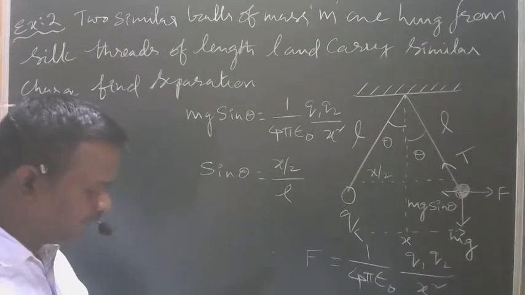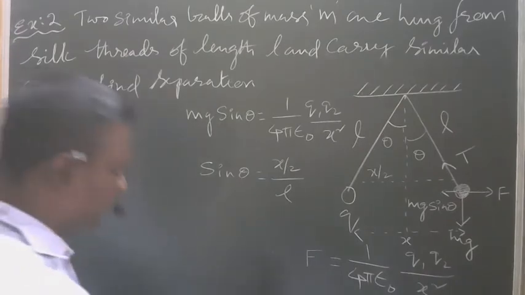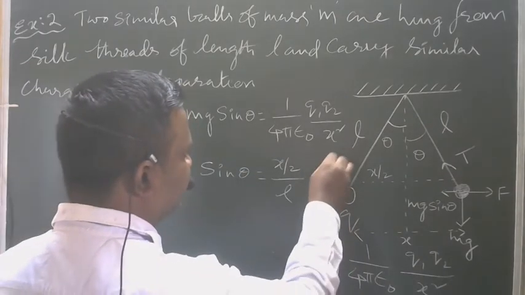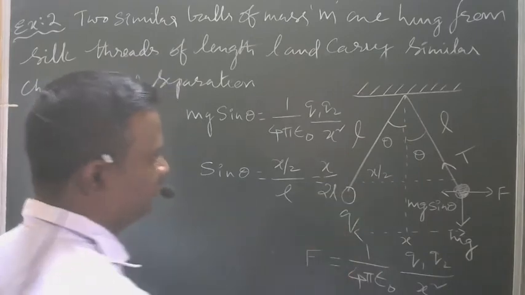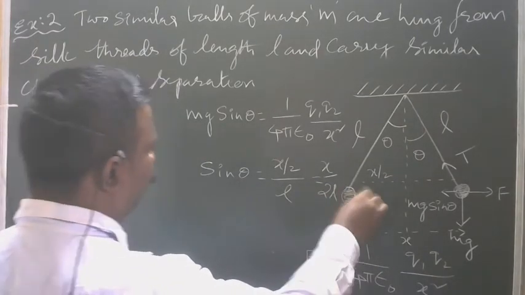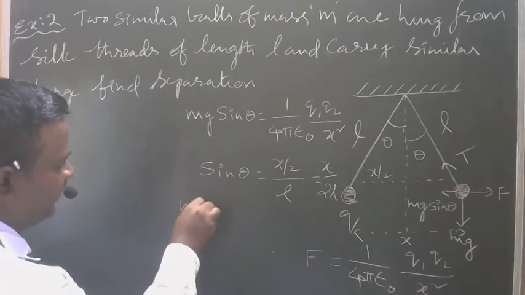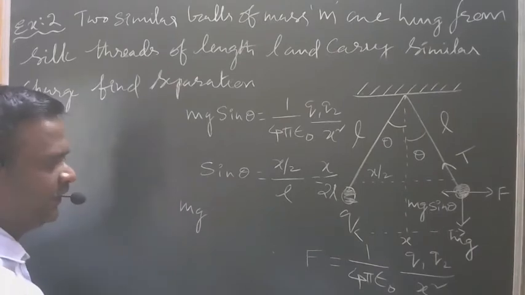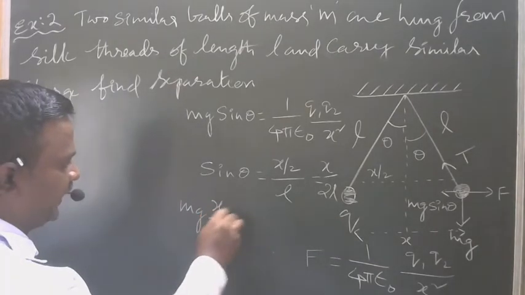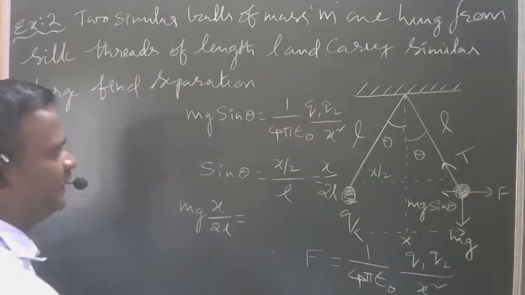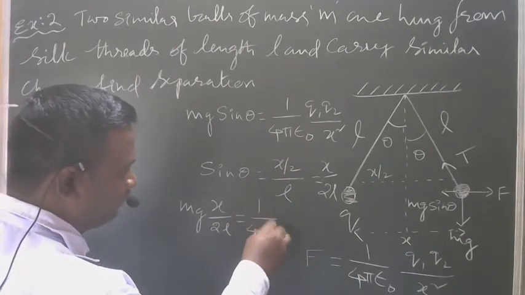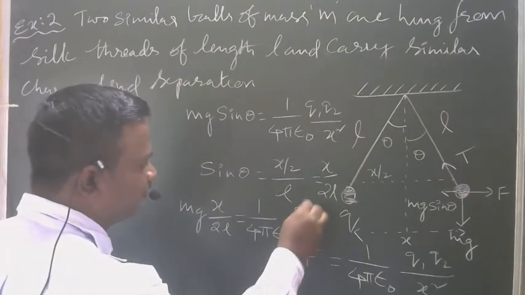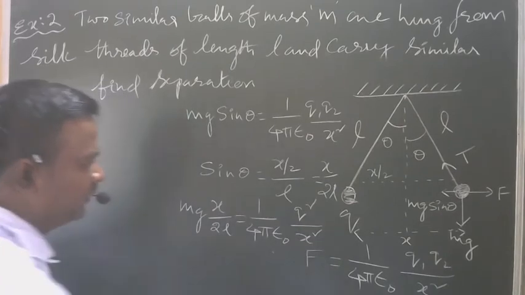But I need the value of sin theta. So theta is equal to x by 2L. That means sin theta you can consider as theta, that is x by 2L. Therefore, substituting theta, mg theta, where sin theta is equal to theta, so theta is equal to x by 2L, is equal to 1 by 4 pi epsilon naught q1 q2, that means both are similar, q square by x square.